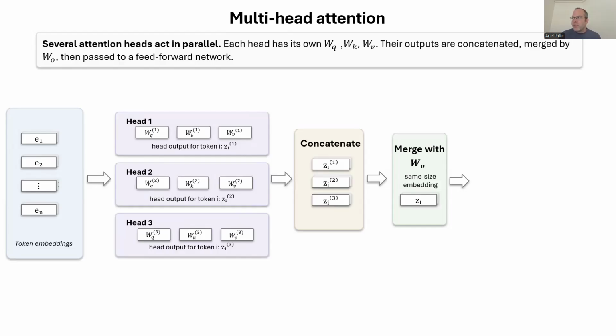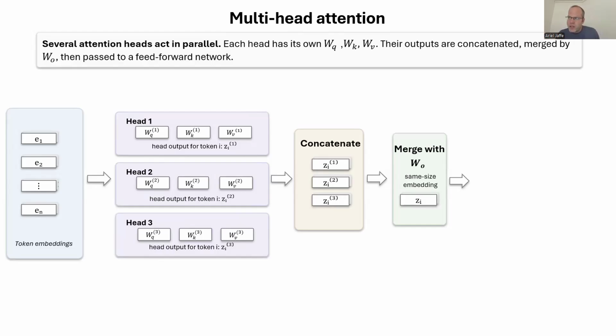The way to do that is just by concatenation. So we concatenate the updated embedding, that is the output of each head. So for each token, we have Zi1, Zi2, and Zi3. Once we concatenate, it's a matrix of size D, which is the dimension of the embedding, times 3. And we merge them with a matrix WO, which essentially gives us a single embedding for each token.